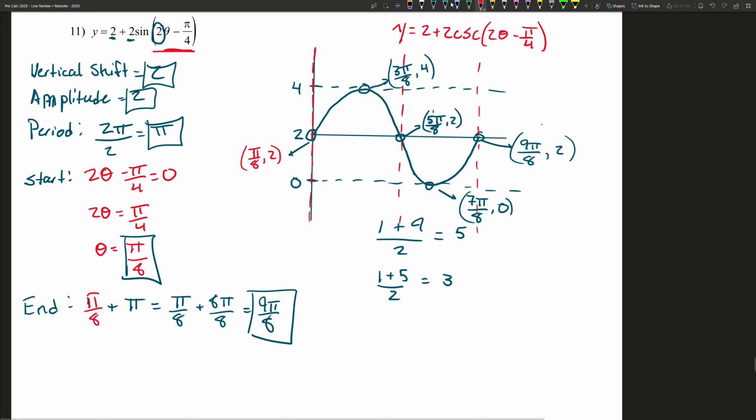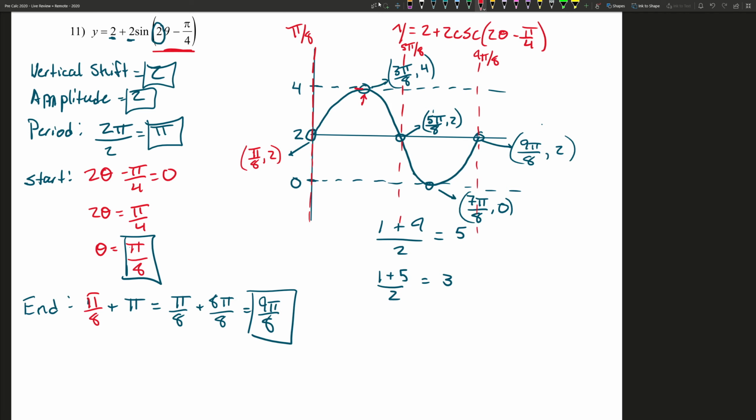Right, so we have asymptotes at pi over 8, 5 pi over 8, and 9 pi over 8. This is going to look a little bit messy because it's all in one graph, but you get the idea. And then our maximum, this point is still the same. So we're just going to leave that there.